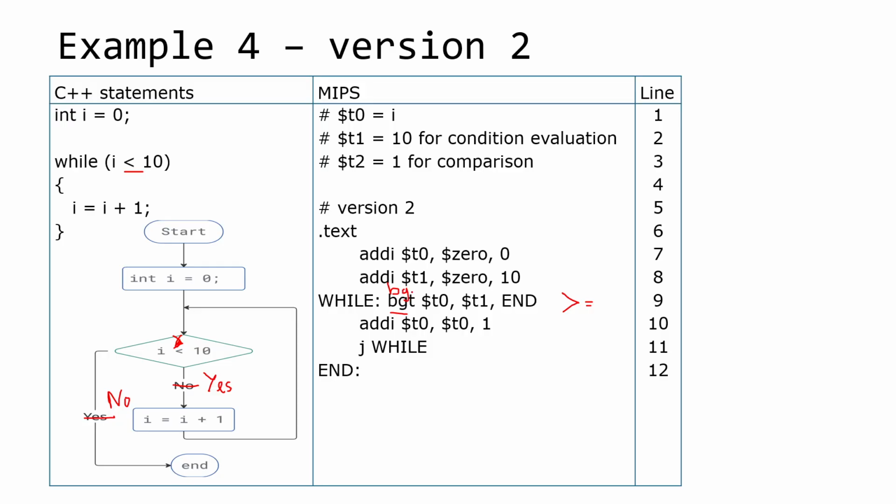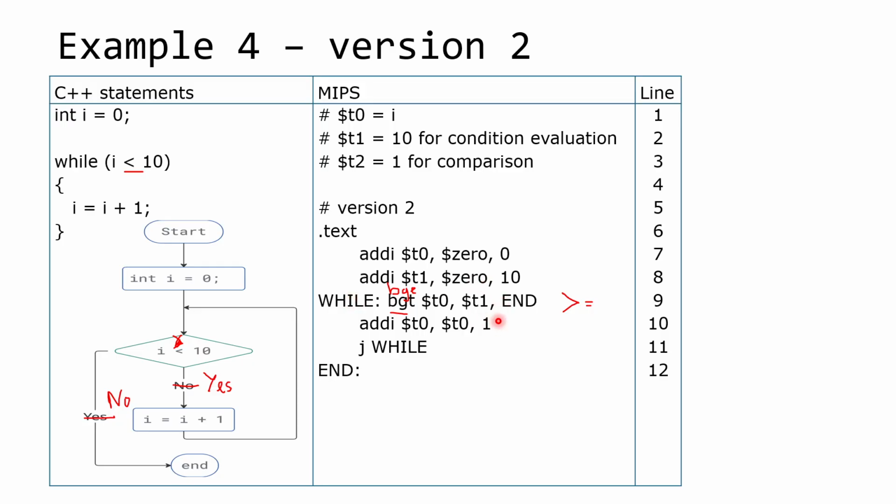Okay. Now, if you use a BGE, then the calculation will be correct. Right. Now, if you are using a BGE, if T0 is greater than or equal to T1, then we need to branch to N. But it's not, because T0 is 0. 0 is less than 10, which is false. So we continue to the next line, and then jump to while again, back to the top.